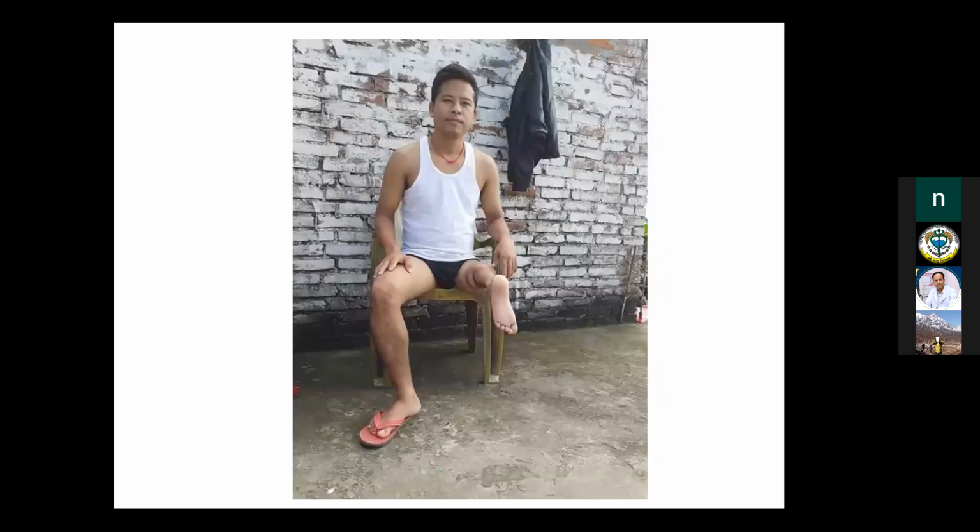So there's another happy customer. He had a malignant GCT of the knee, which was resected as a salvage procedure, and a rotationplasty was done. And he is walking and happy.